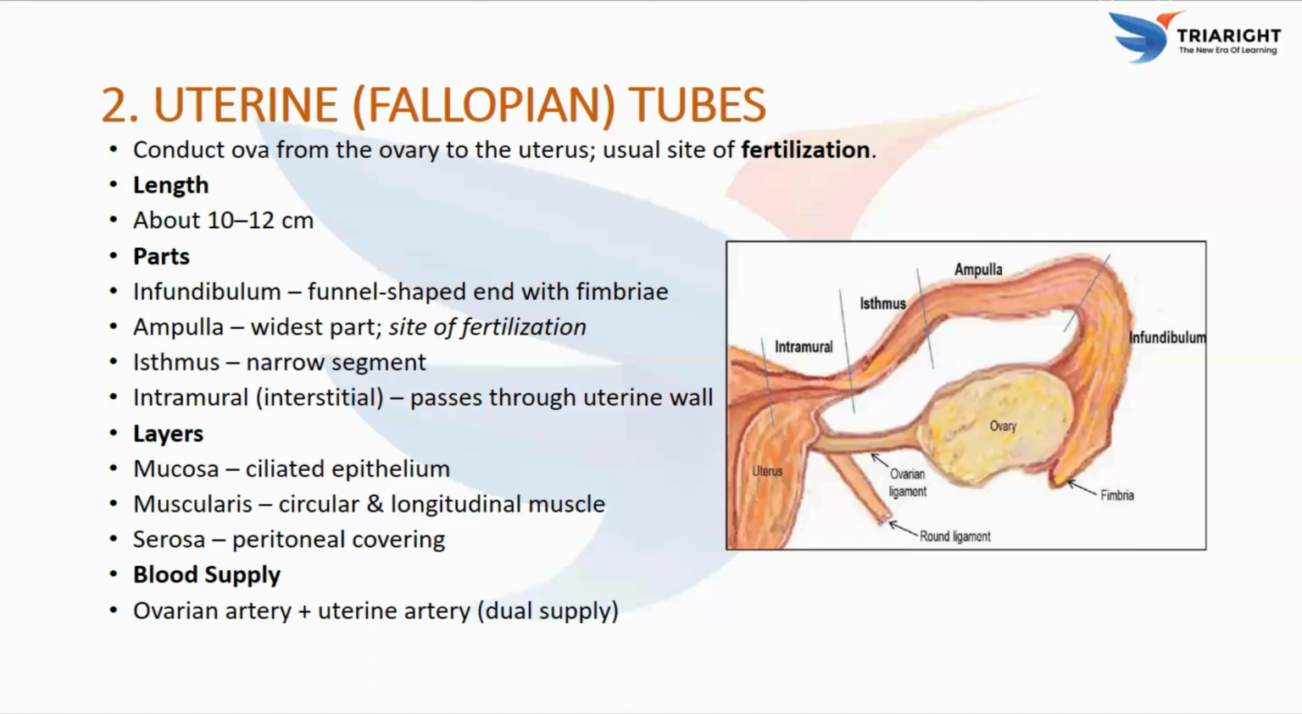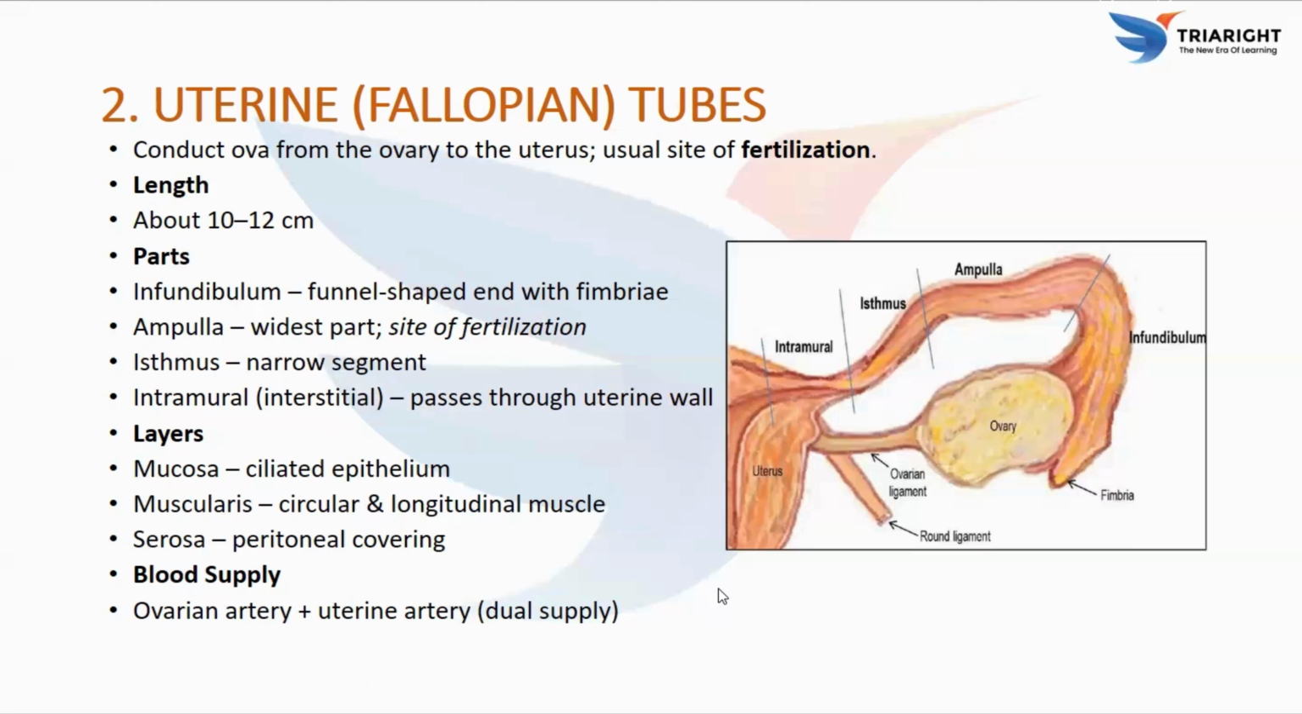And the fourth part is the intramural part, also called the interstitial part. This part passes through the wall of the uterus and opens into the uterine cavity. This part is tiny but it is very important, right? Blockage here can cause infertility. So these are the parts of the fallopian tubes.